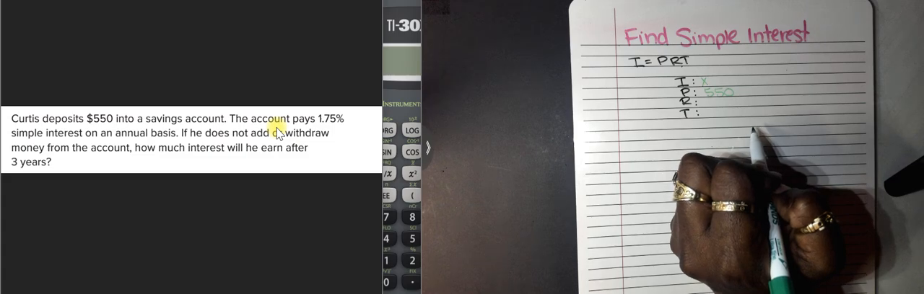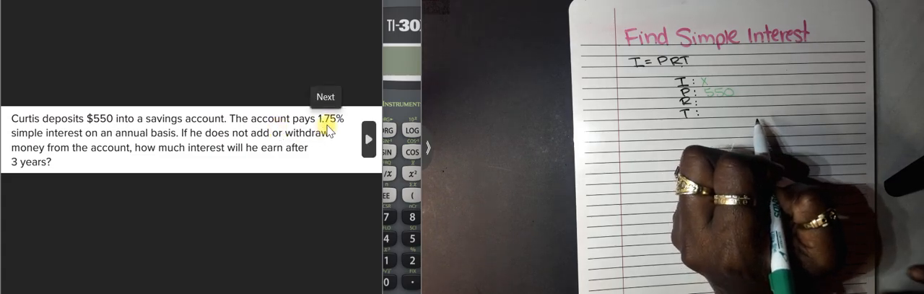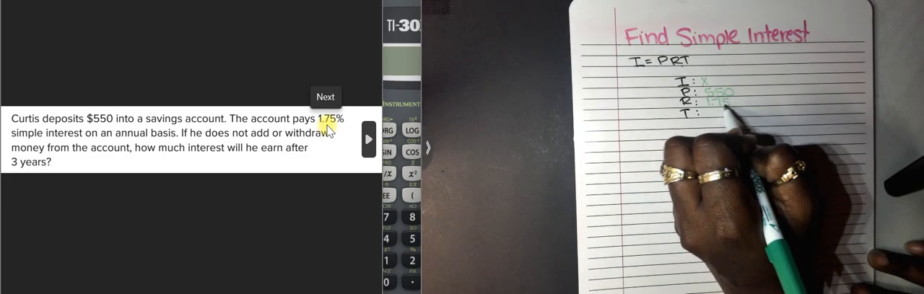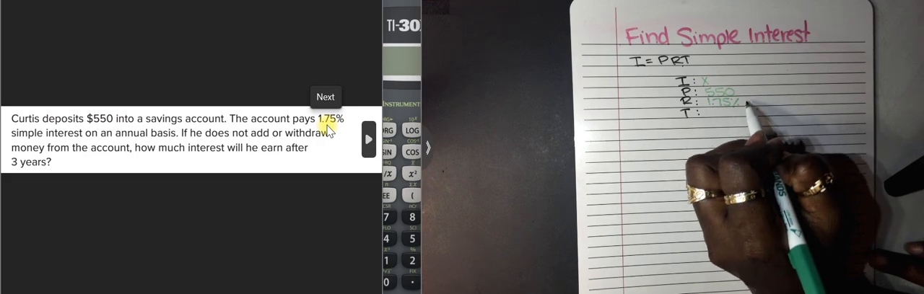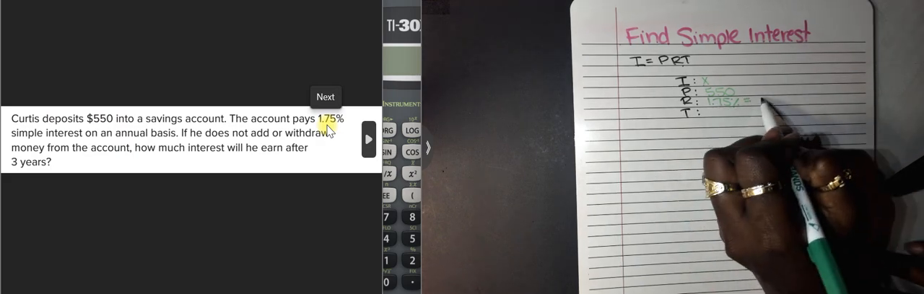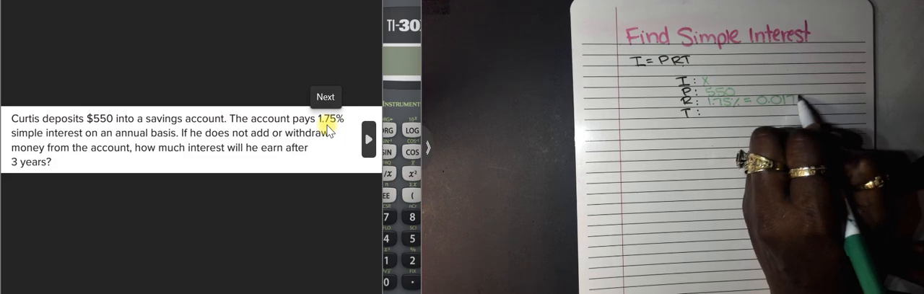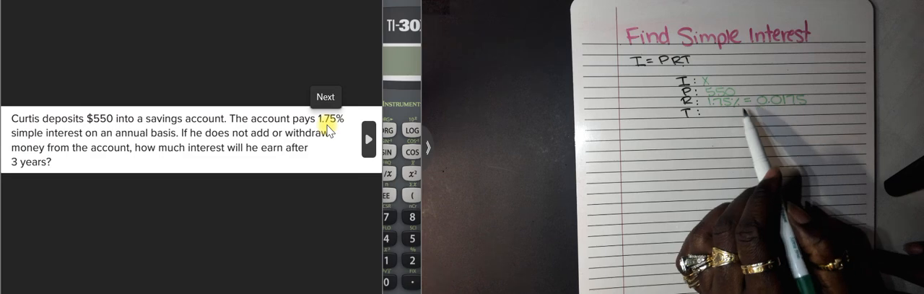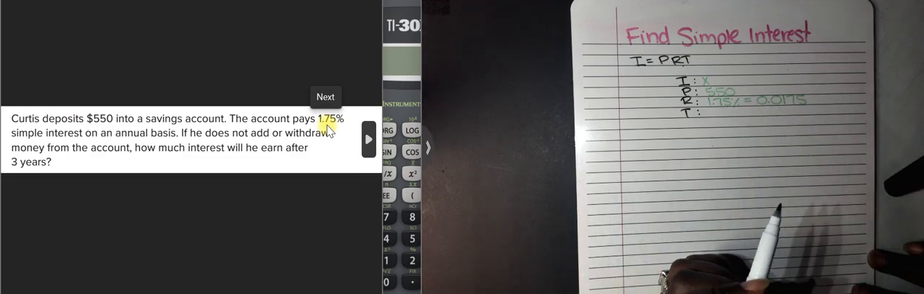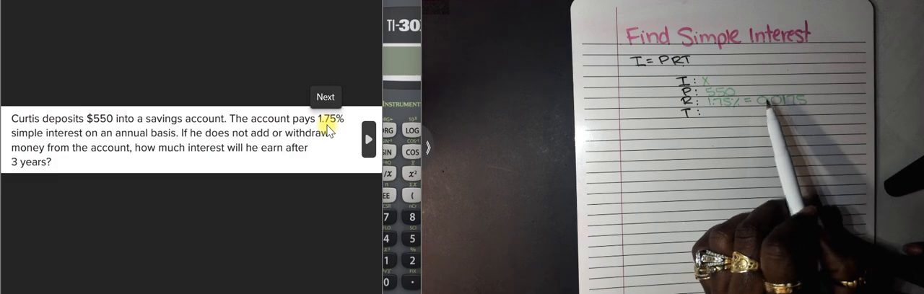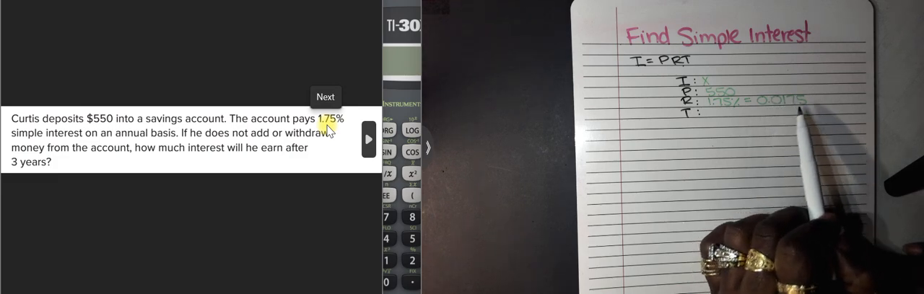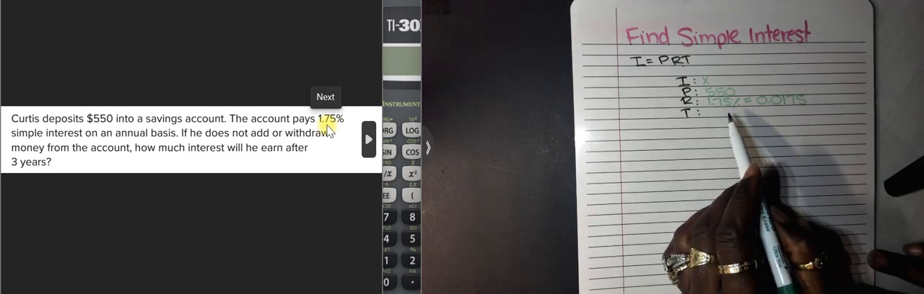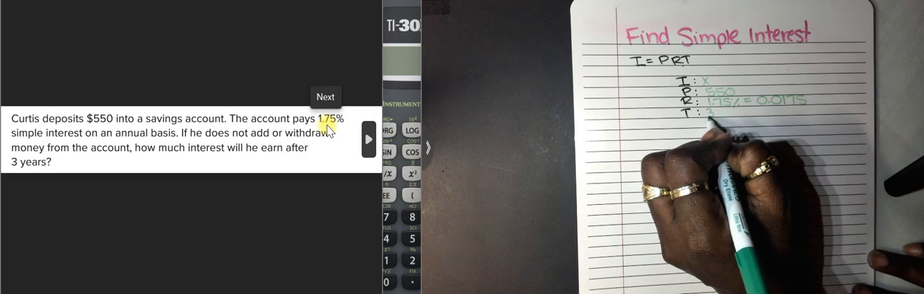And then the account is going to pay us 1.75% simple interest. So our rate is going to be 1.75%. We should understand that 1.75% is the same thing as 0.0175. All that I did was move my decimal two places to the left. Remember, every time you move it to the left, you're dividing by 10. So divide by 10, divide by another 10. So we've divided it into 100 pieces, which gives us that percent. And so we're trying to figure out about the time. Well, the time is 3 years. So we're going to put a 3 here.